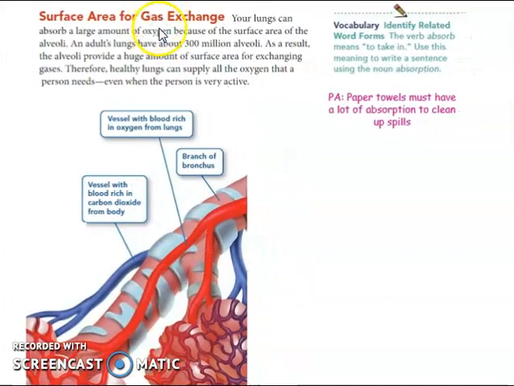Now let's proceed to the next: the surface area for the gas exchange. Your lungs can absorb a large amount of oxygen because of the surface area of the alveoli. An adult's lungs have about 3 million alveoli. As a result, the alveoli provide a huge amount of surface area for the exchange of gas. So, the more alveoli you have, the more surface for gas exchange. The more alveoli, the better.